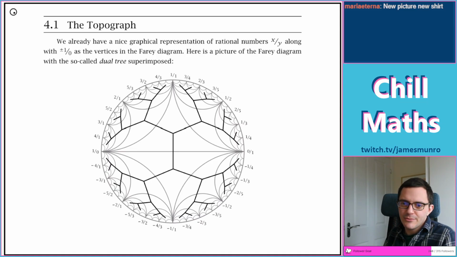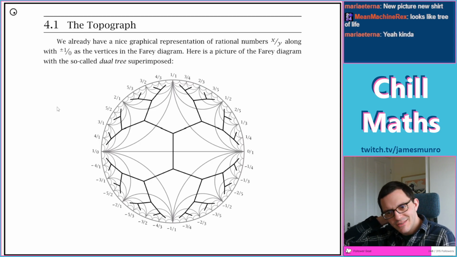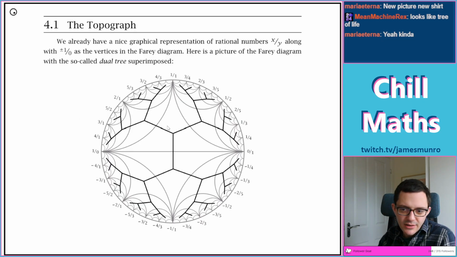Here's a picture with the so-called dual tree superimposed. That's a pretty good picture, isn't it? There's some artistry here to decide where to put the middle. I guess possibly right in the middle of each of these triangles. It's pretty good. I like it a lot. So it's kind of binary tree up here and binary tree down here.